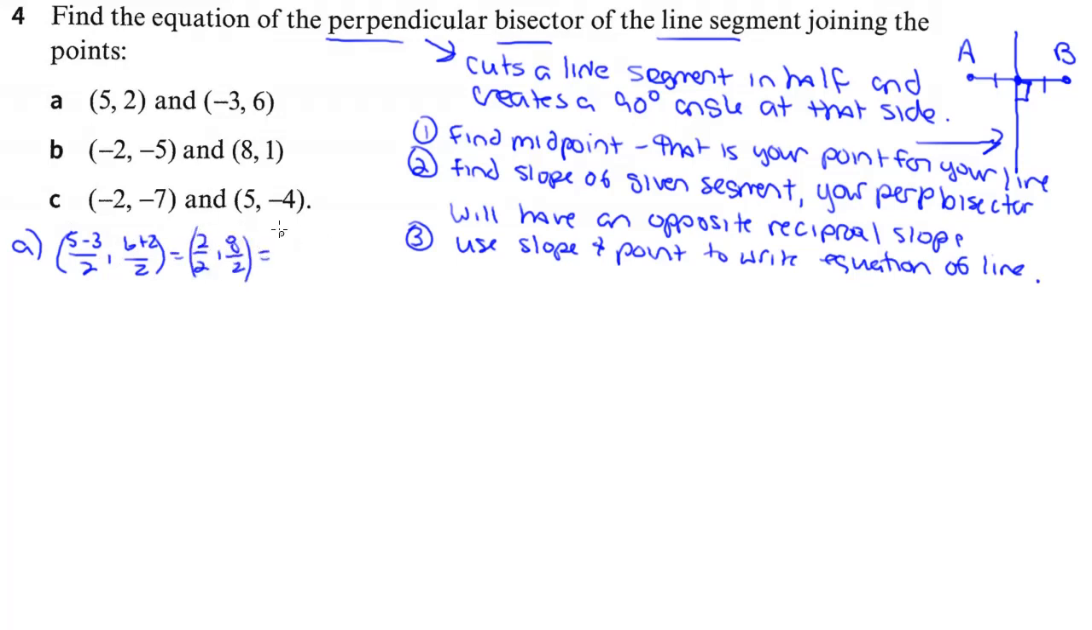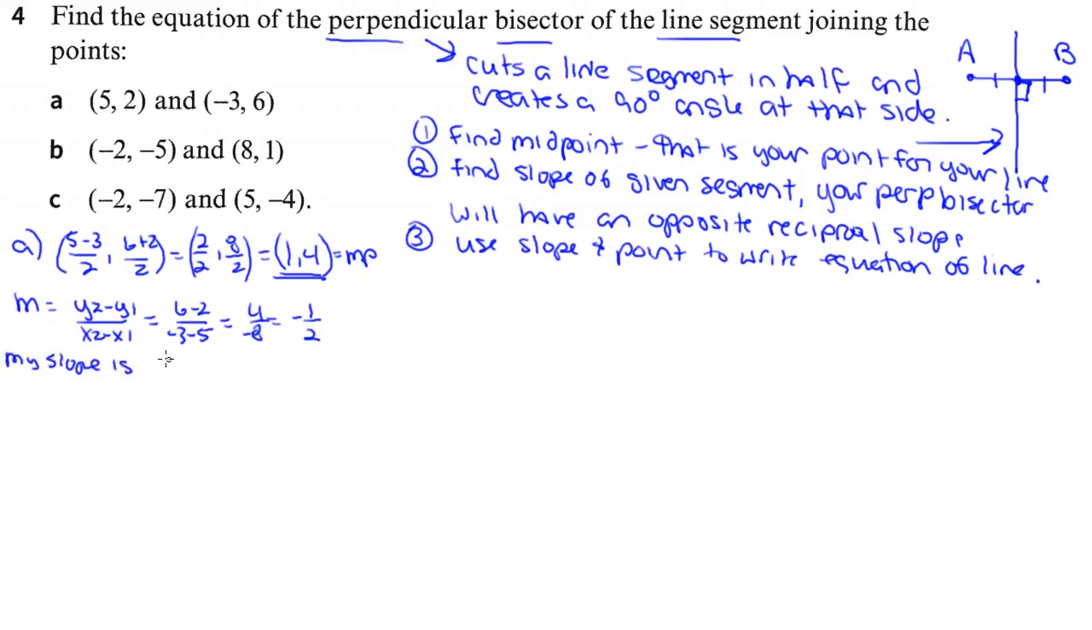And what we're going to find is the midpoint is going to be 1, 4. Now, once I know that, that's the point for my perpendicular bisector. All I'm going to do now is find the slope of the two points, and that's going to be 6 minus 2 over negative 3 minus 5. I'm going to find out that the slope of my line segment is negative 1/2. Now keep in mind, that's not my slope, that's the line segment slope. That's AB's slope. So now my slope is going to be the opposite reciprocal. My slope is going to be 2.